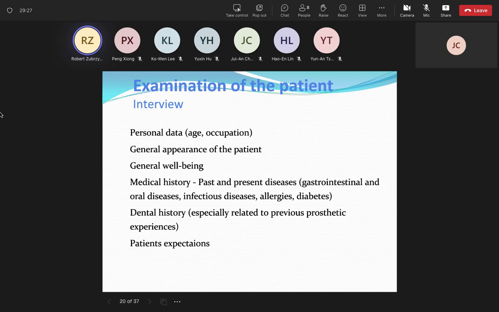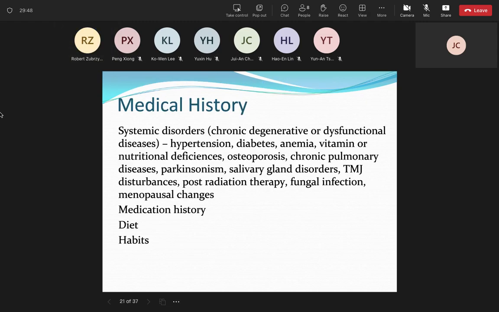medical history, past and present diseases like gastrointestinal and oral diseases, infectious diseases, allergies, diabetes, dental history, especially which is related to the previous prosthetic experience, bad or good, patient's expectations also, and we can add economic situation nowadays.